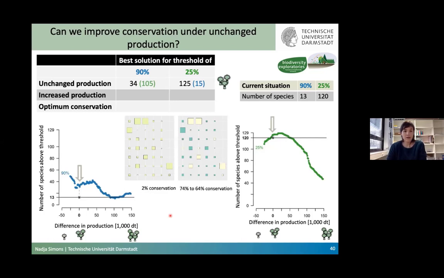If we want to increase conservation under unchanged production, so we want to produce the same amount of plant biomass as we're currently doing, but we want to have more species reach the 90% or 25% population target, can we do that? Yes, we can in fact do this. If we look at how many species reach 90% of their optimal population size, we see that there is a solution of landscape configuration that increases this number. At the same time, the optimal solution for at least 25% population size is not very different from the current situation.